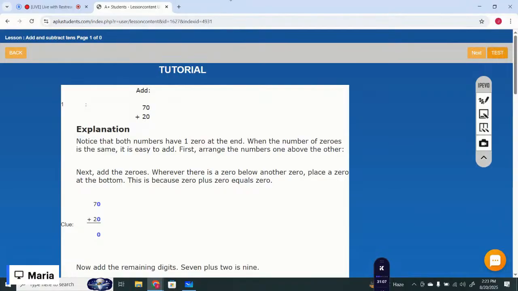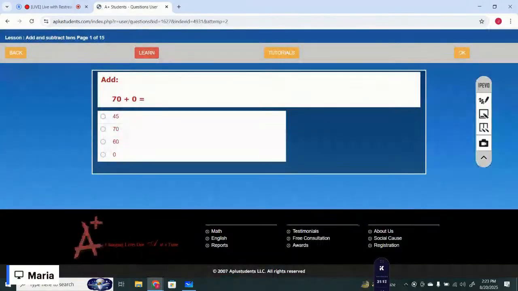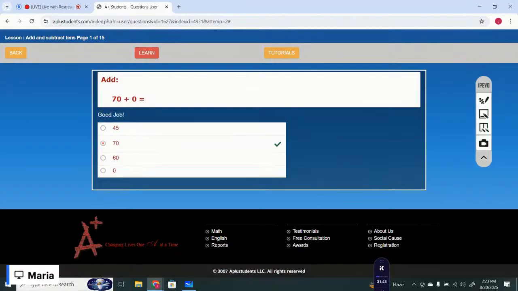Okay, let's just start with the test questions. 70 plus 0. So adding 0 to any number means the number stays the same. So 70 plus 0 is 70. Option number 2 is the correct option.